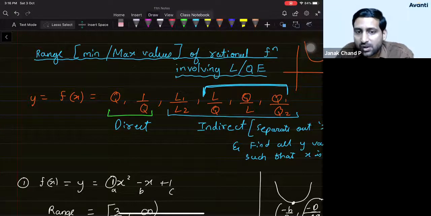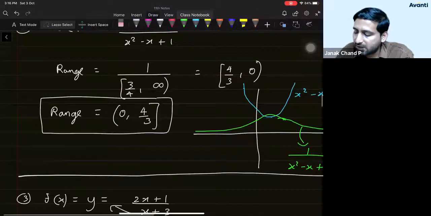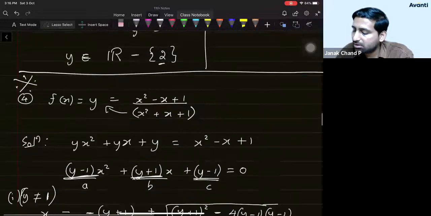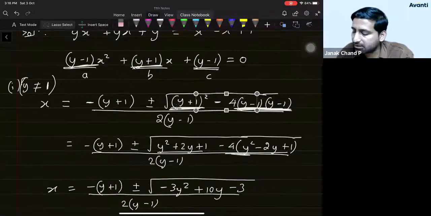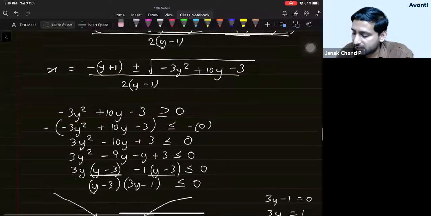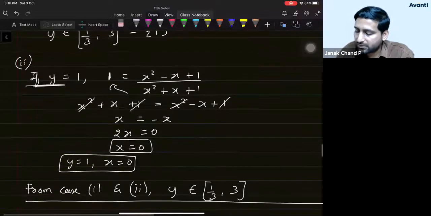As a whole, you will get one quadratic equation in terms of x. To separate out that x, you should use the formula, and then whatever square root you get, you should make sure that this quantity is non-negative. That's it. Okay, fine students. So I hope that you understood how to solve this kind of question.